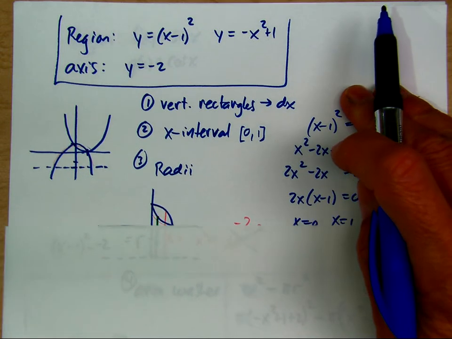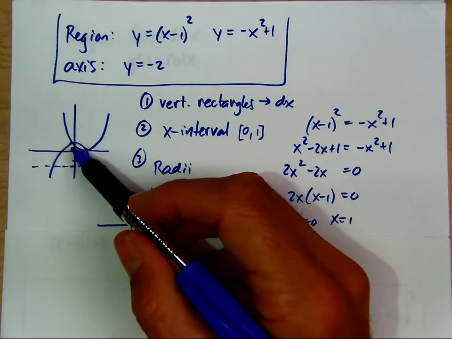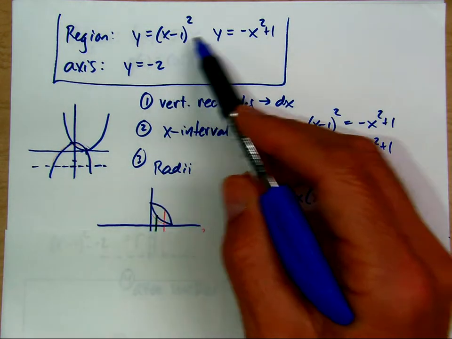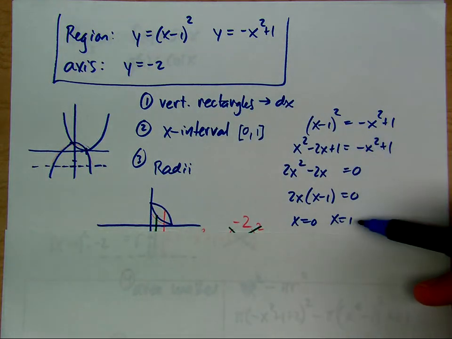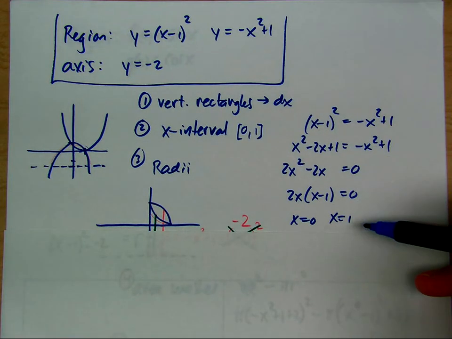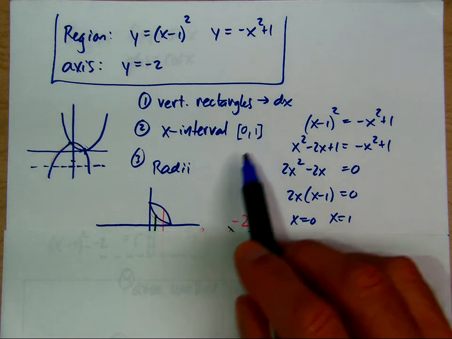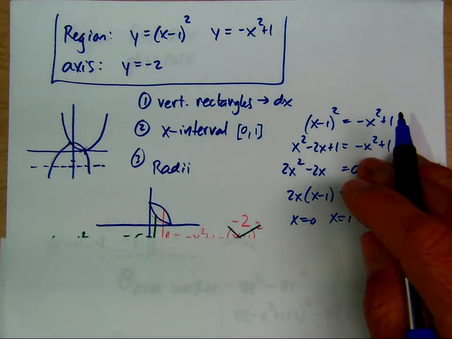If you don't see the x interval on the graph, then you can just set these equal to each other, and we get 0 and 1. So the interval is from 0 to 1. Let's find the radii.